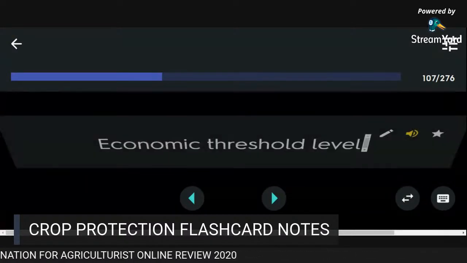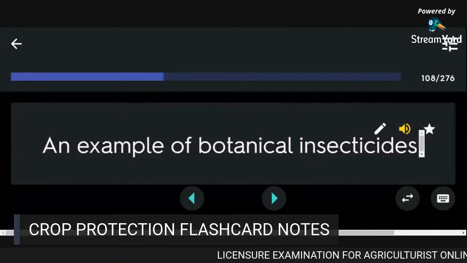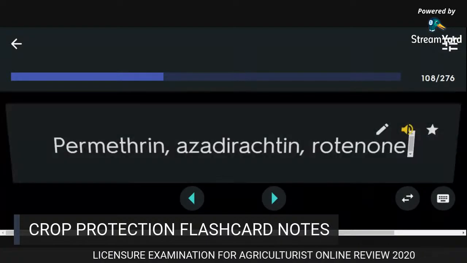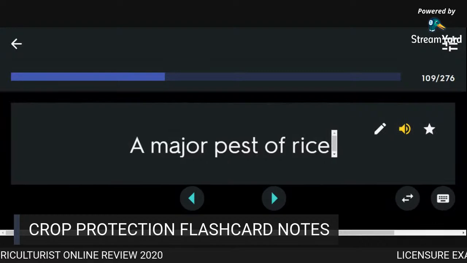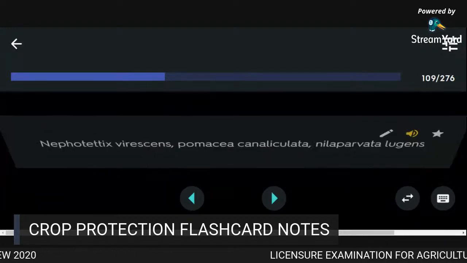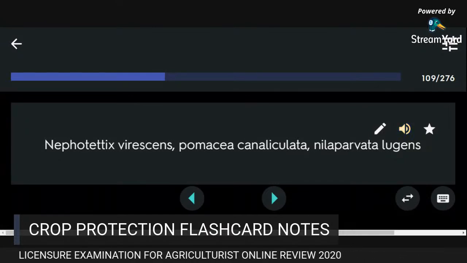This term indicates the number of insect pests that should trigger management activity to prevent economic damage. Economic threshold level. An example of botanical insecticides: permethrin, azadirachtin, rotenone. A major pest of rice: Nephotettix virescens, Pomacea canaliculata, Nilaparvata lugens.